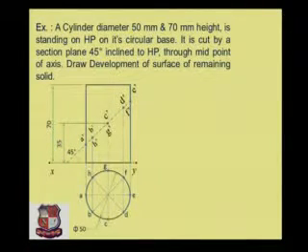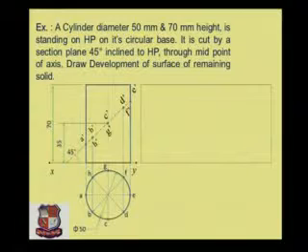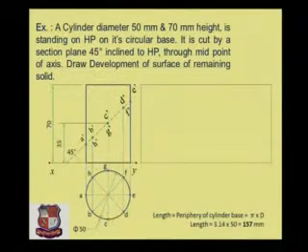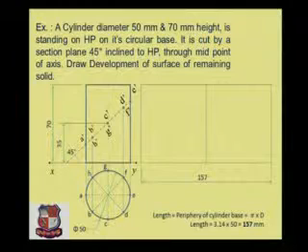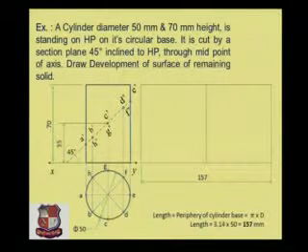Now what about the development? To draw the development, as we know, first of all, draw a rectangle of given height and width. Height is equal to 70 mm and length is equal to the periphery of the cylinder base, that is equal to pi into d. Length is equal to pi, means 3.14, into diameter 50 mm. So total width of this rectangle would be 157 millimeter. This is 157 millimeter.